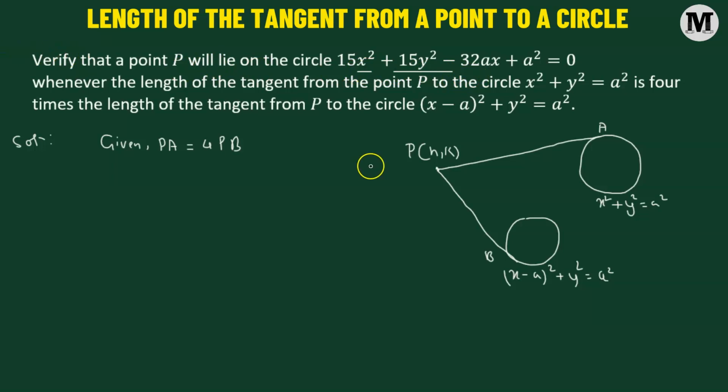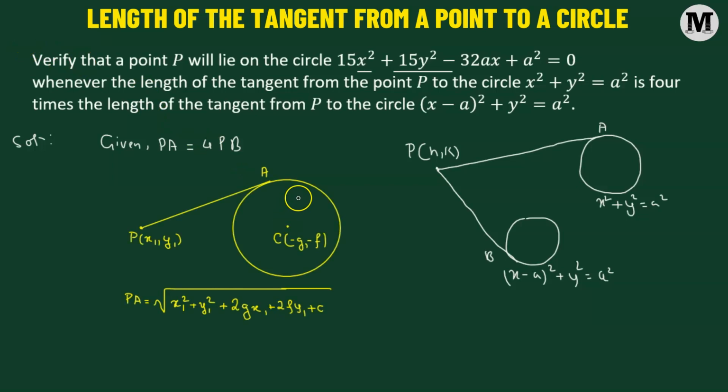So let us begin. Here we'll need to find the lengths of the tangents PA as well as PB. So let's recap the formula that we will be using here. Suppose we have a circle centered at (negative g, negative f), and a point P with the coordinates (x1, y1), which is exterior to the circle. From point P, we draw a tangent to the circle at A. Now the length of PA will be given by the square root of x1 squared plus y1 squared plus 2g x1 plus 2f y1 plus c. So we'll be using this formula to find the length PA as well as the length of PB.